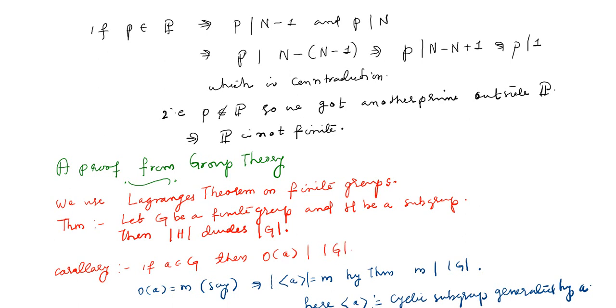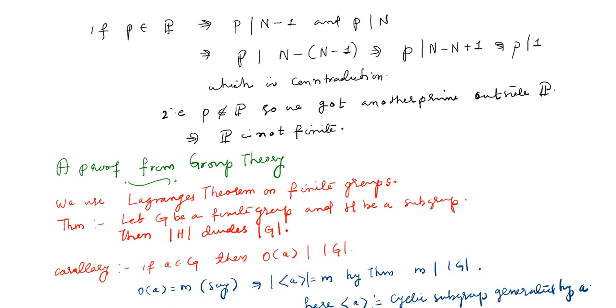How do we prove that? Let us assume the order of a is m. By this notation, let us consider the cyclic group generated by a, which starts from 1, a^1, a^2, like that, and that has order m. And the cyclic subgroup generated by a is of course a subgroup of G.